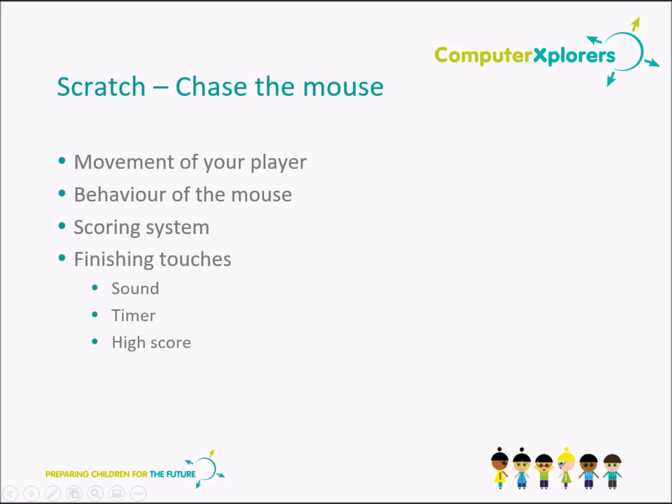So we can look at sound effects, other background sounds. We can put in a timer. We might want to add a high score. There's a few different things, and given that we've broken it down into stages, we'll go through them one by one. So let's start with the movement of our player.